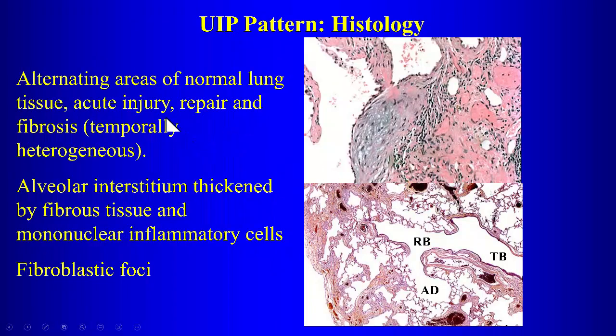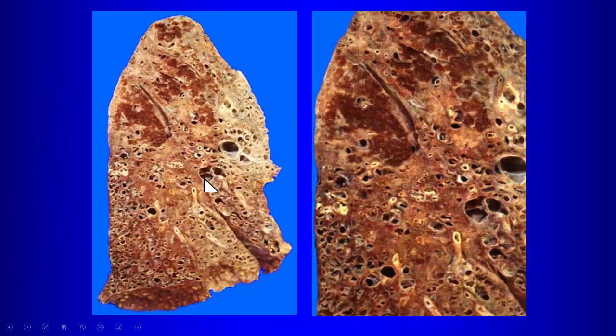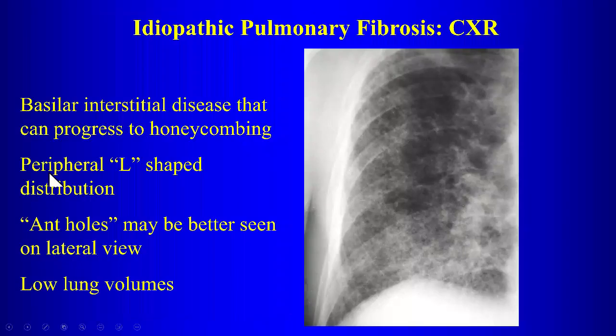So on pathology, they will find alternating areas of normal lung tissue, acute injury, repair, and fibrosis. So this is a temporally heterogeneous process, meaning that there are different areas of the lung in different stages of injury. So it's an ongoing process. And the fibroblastic focus is also another finding that the pathologists will be looking for. In end-stage disease, then you get the honeycombing, and you'll get these cysts, which are these areas of honeycombing, predominantly in the periphery of the lungs.